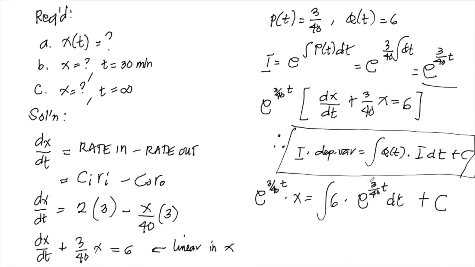an exponential function. So what do we need here? So e raised to u du. And integral of that is e raised to u. So what is our u here? U is equal to 3 over 40 and t times t. So the du should be what? 3 over 40 times dt.